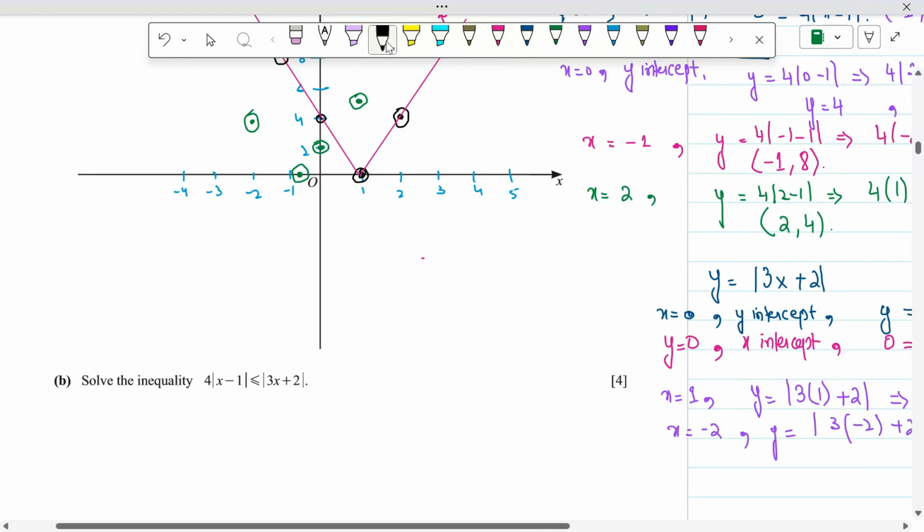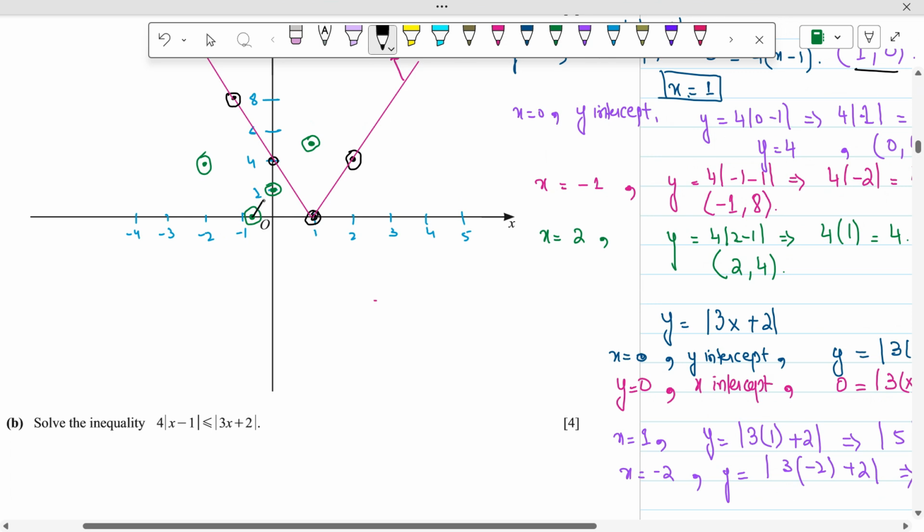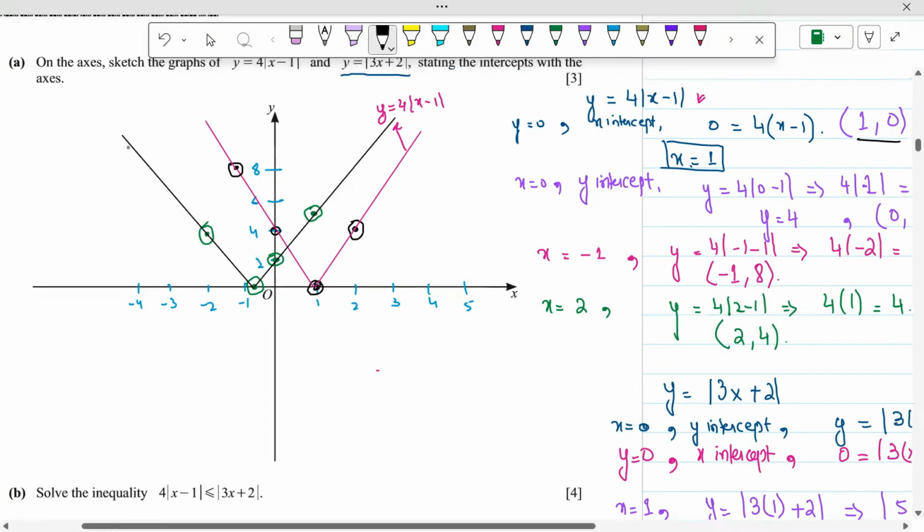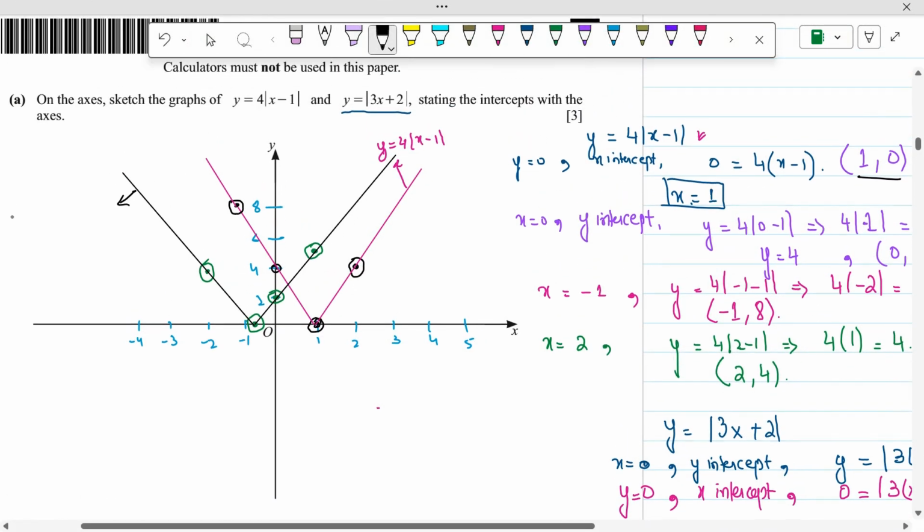So joining these points, the black line represents the graph of y equals the absolute value of 3x plus 2.